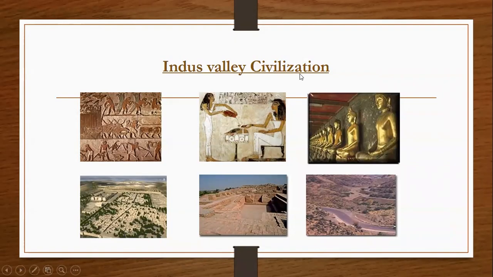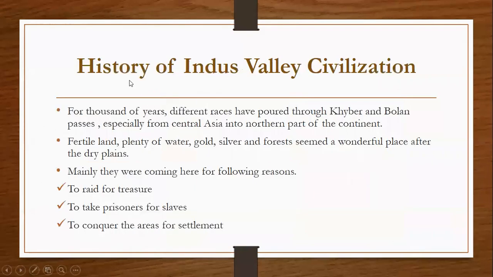Indus Valley civilization. In the early history of Pakistan, we will discuss a very famous civilization that was Indus Valley civilization. This civilization was near the Indus River, and from these pictures you may have the idea of the people of the area. These are all the remains of this civilization. First of all, we will start from the history of the civilization.